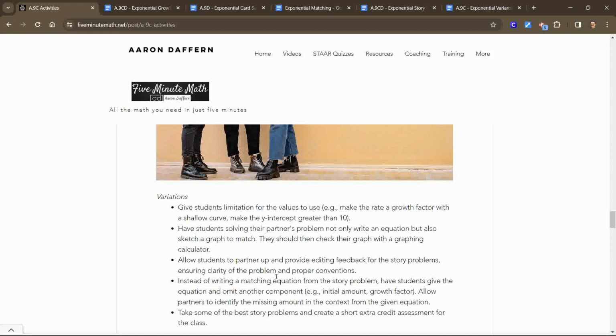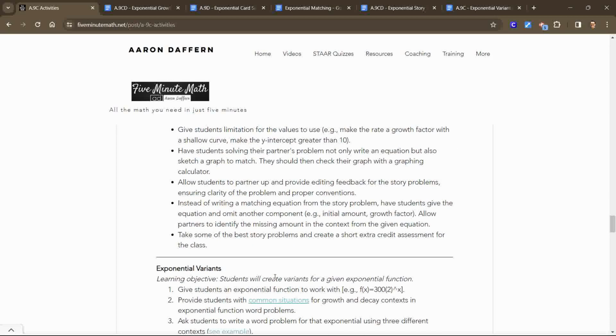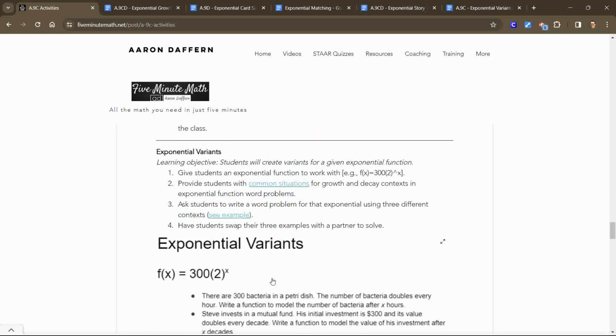Instead of matching an equation from the story problem, have students give the equation and then omit another component, like the initial amount or the growth factor. Instead of having the story problem ask what is an exponential function that represents this situation, have them give the function or a part of the function, and then the question asks what is the scale factor or what is the initial amount, and see if they can identify that. And then you could take some of these story problems and give an extra credit assignment or maybe a quiz, and they get to answer their own problems for a quiz.